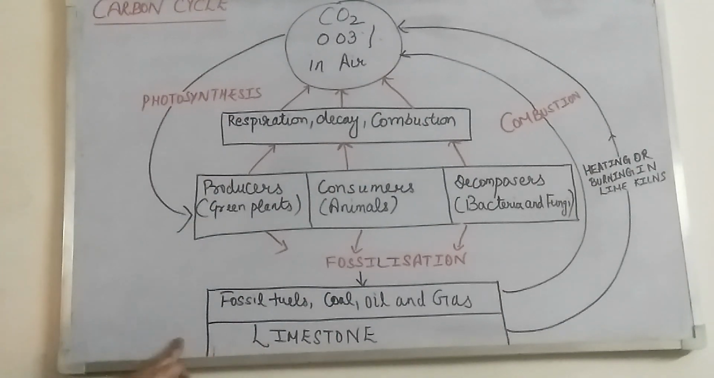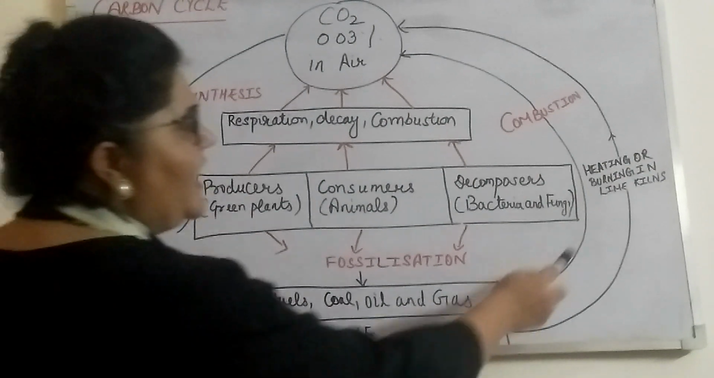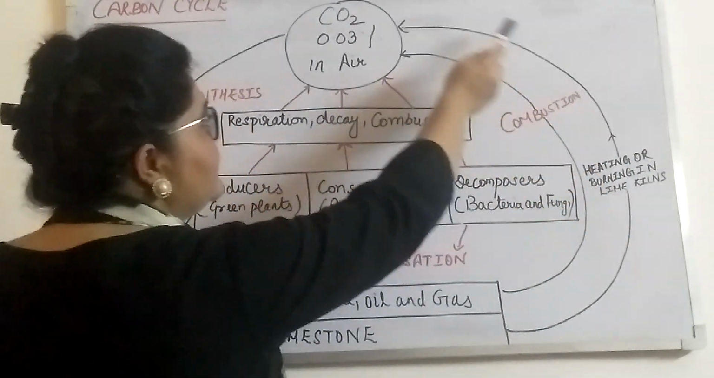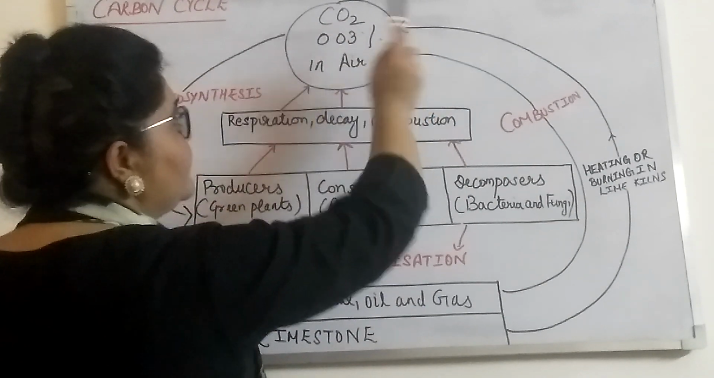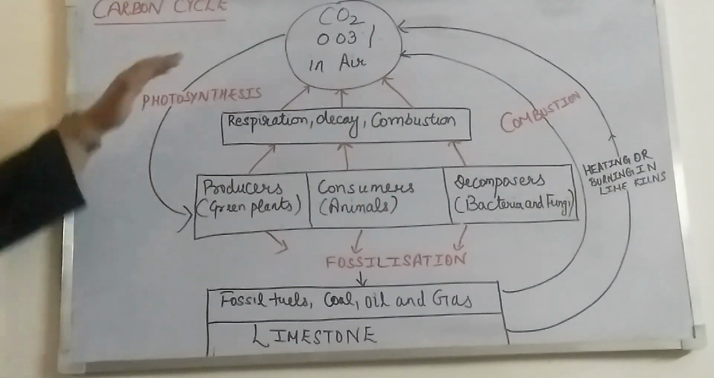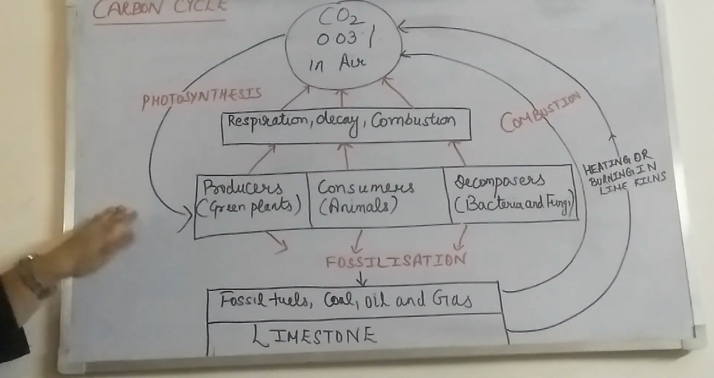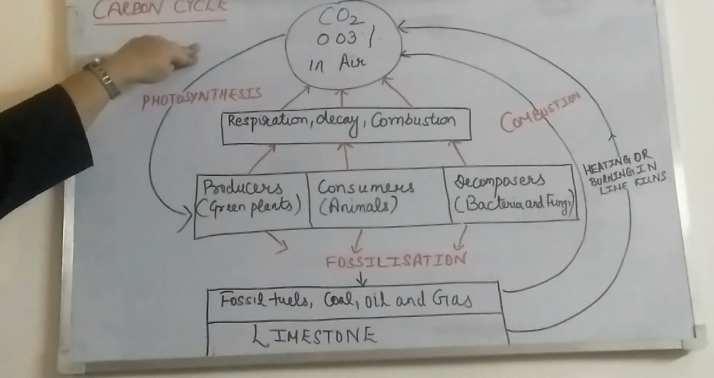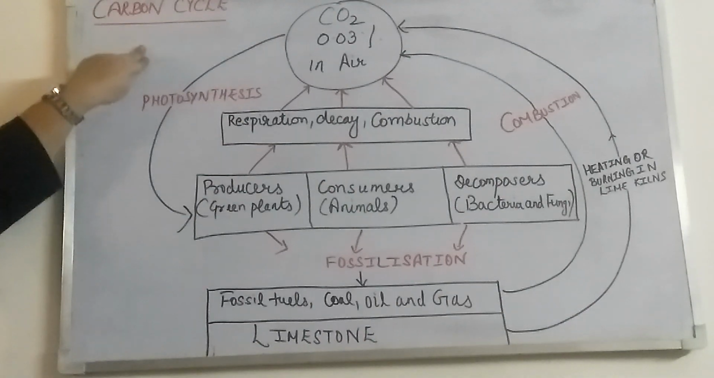Now next is limestone. So this limestone, when it is burned or heated in the lime kilns, it also produces carbon dioxide. So this is another way, by heating or burning limestone in lime kilns, it gives carbon dioxide into the air. So how it had started, in this carbon cycle we have learned how this photosynthesis had started from here, by taking carbon dioxide.